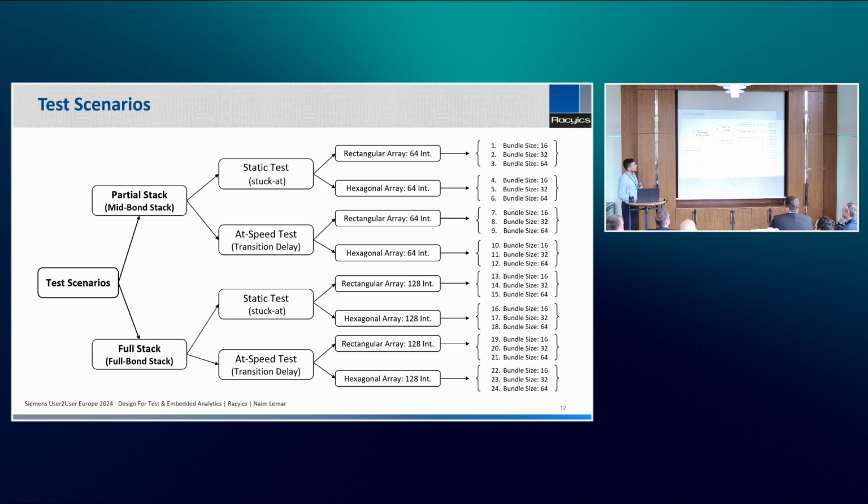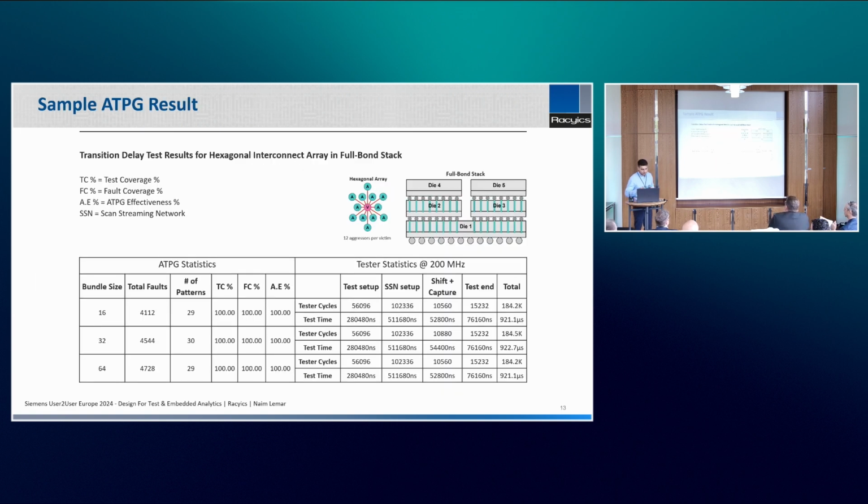For example, in a rectangular array, we have 64 interconnects, and in a hexagonal one, here we are testing in a full bond with 128 interconnects, so different scenarios. What I will show you as a sample is a full bond stack for the at-speed test with 128 interconnects. How does it look when we test? And we will see the ATPG result here.